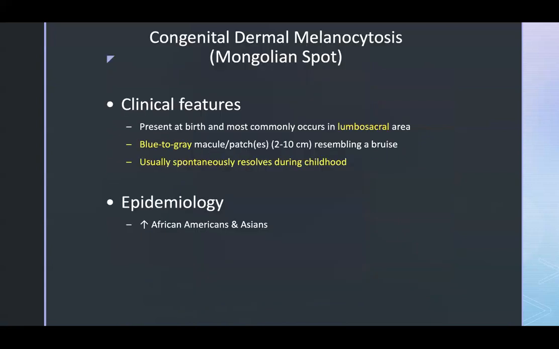We'll next talk about congenital dermal melanocytosis, or Mongolian spots. Congenital dermal melanocytosis is very common, especially in African Americans and Asians. Clinically, it's present at birth. It's most common in the lumbosacral area, and you have blue to gray macules or patches. They can be anywhere from 2 to 10 centimeters, resembling what some people think looks like a bruise. They usually spontaneously resolve during childhood.